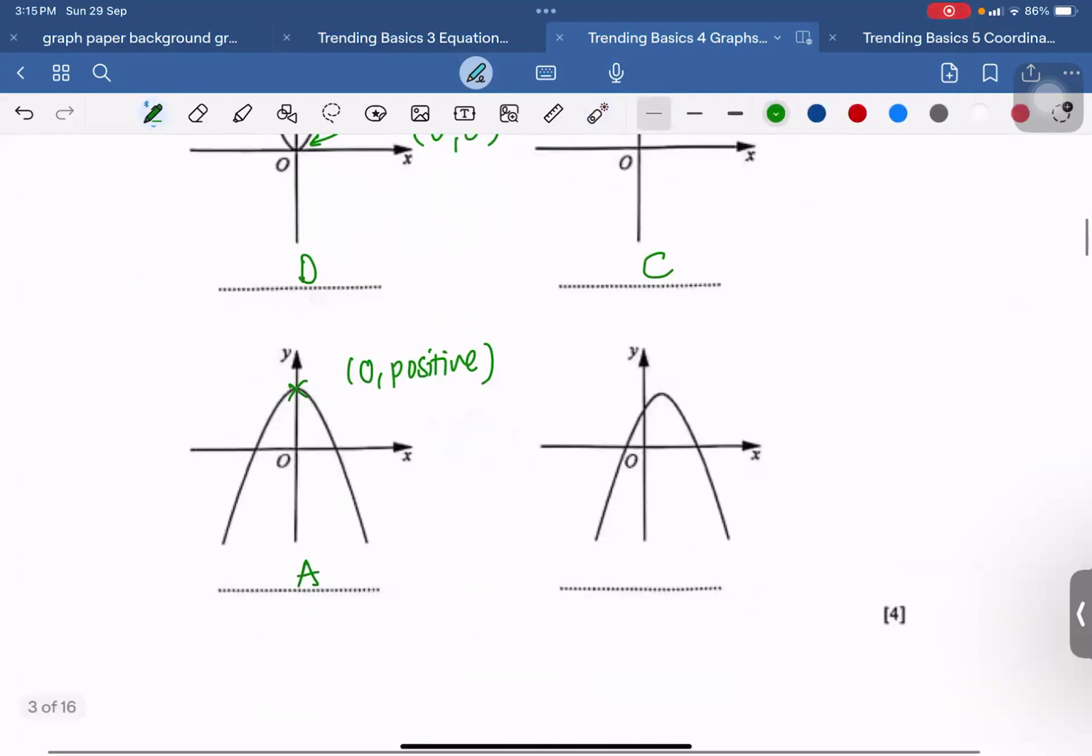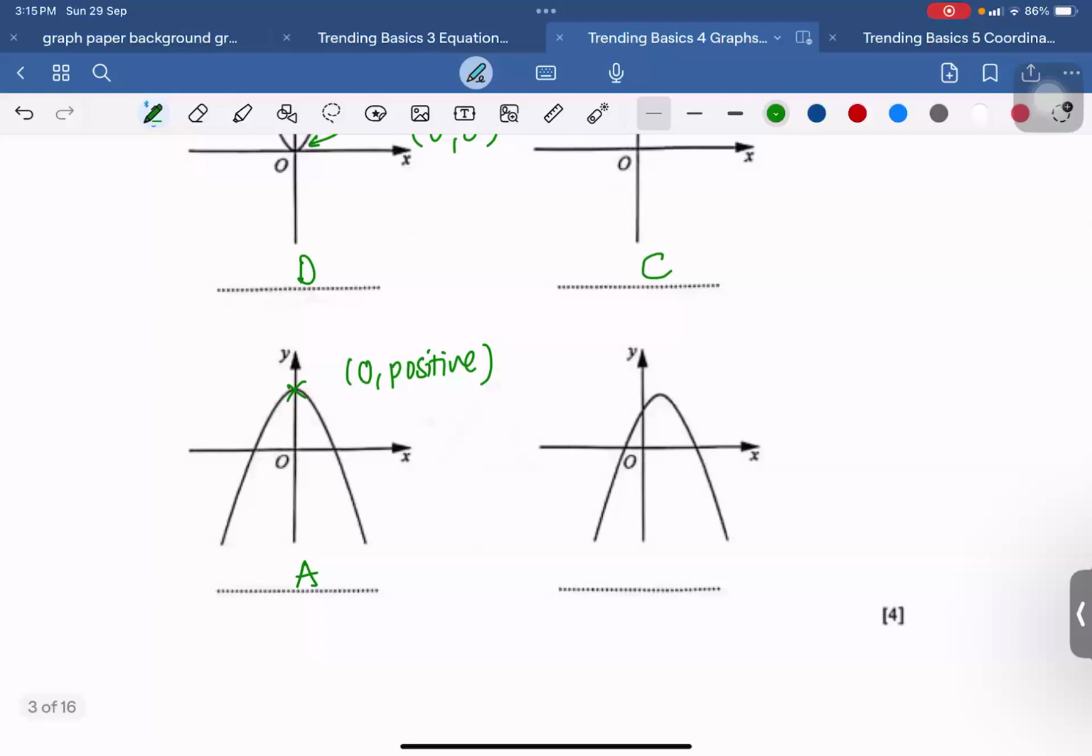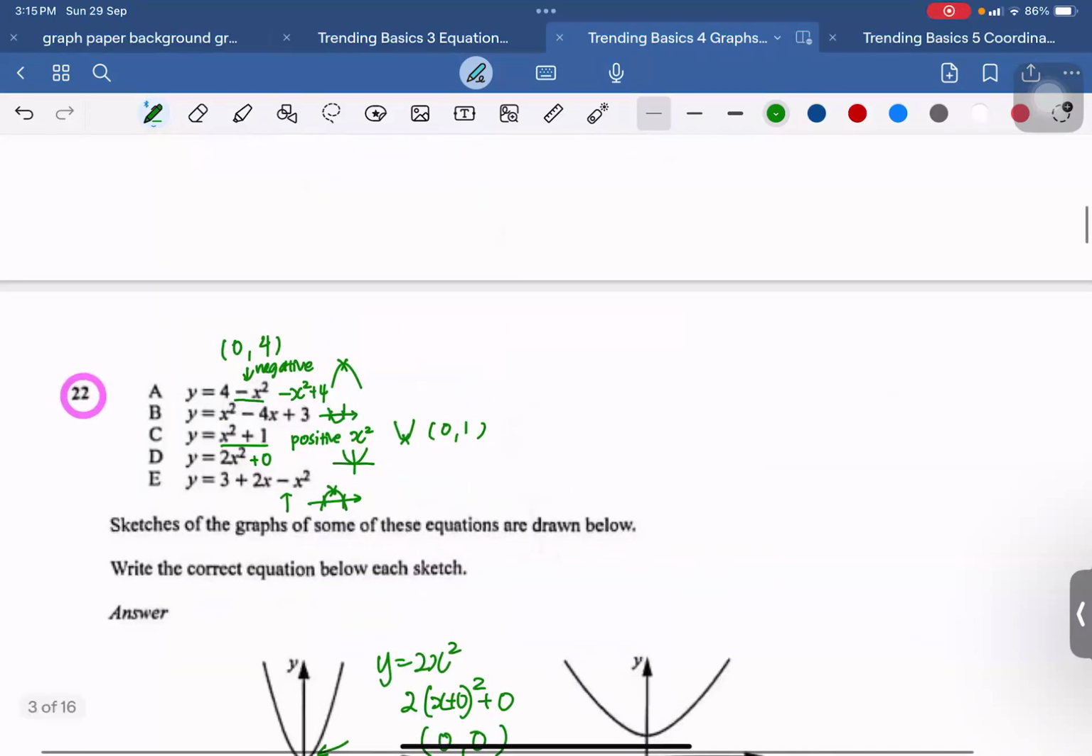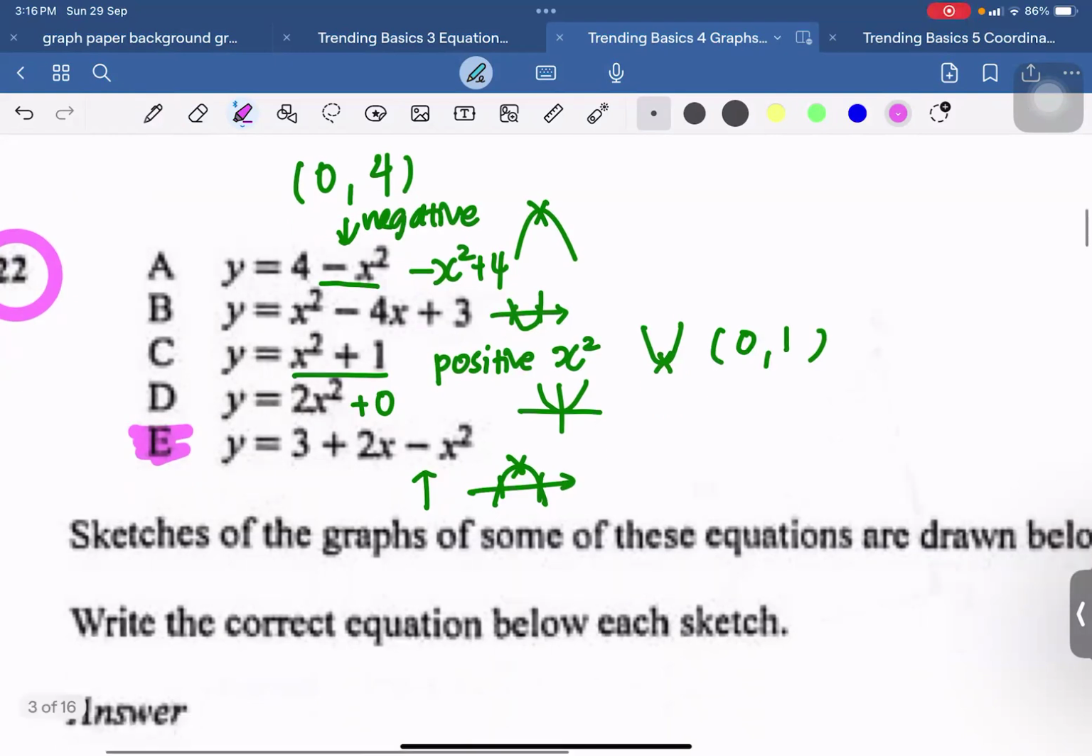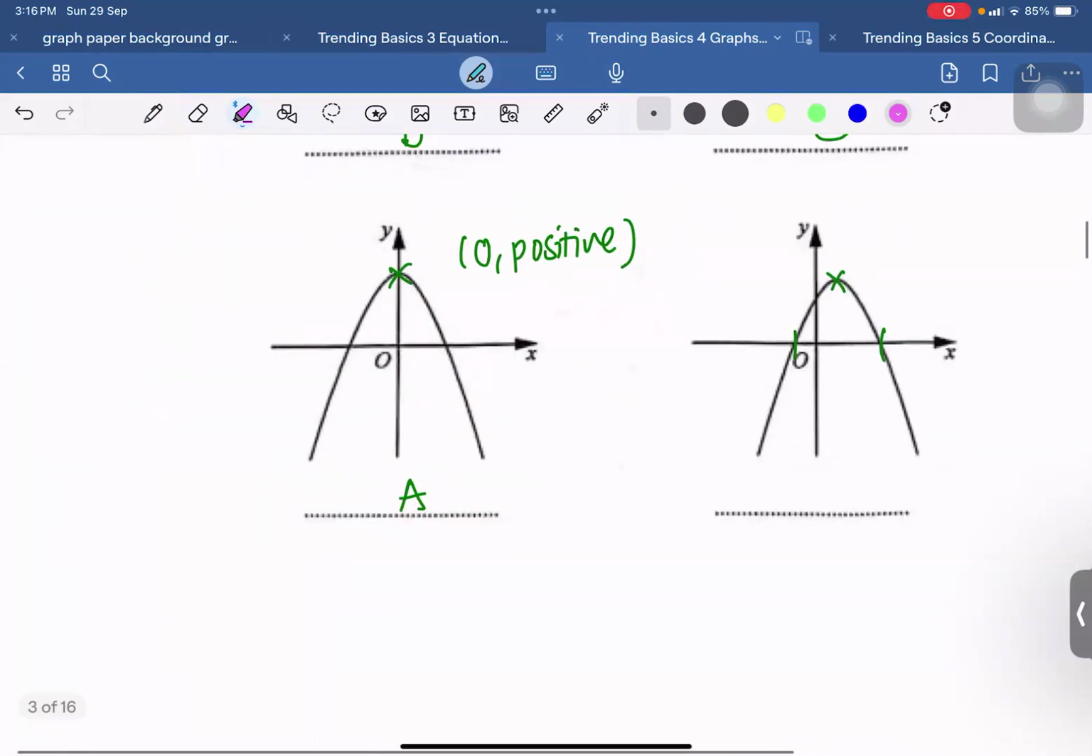And then this one is a sad face, but the turning point is not at 0. It's somewhere else and has 2 possible x-intercepts. So I look for those sad faces. Sad face is this one, equation E. So sad face, 2 intercepts, and nothing to do with 0. So this one is just answer E.